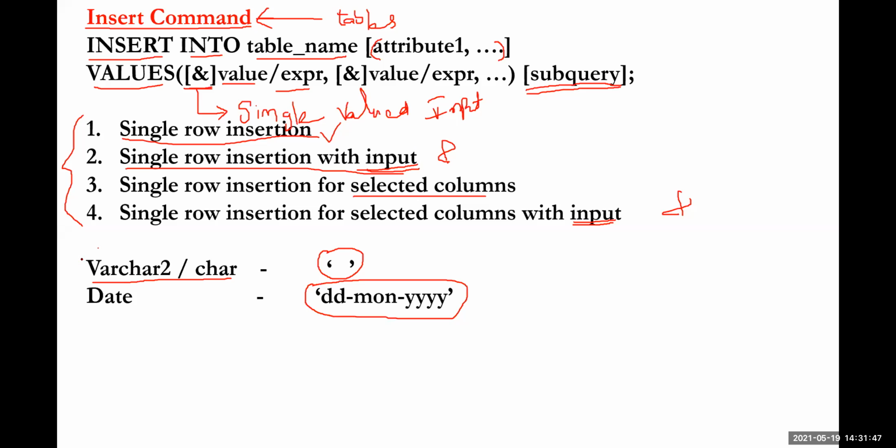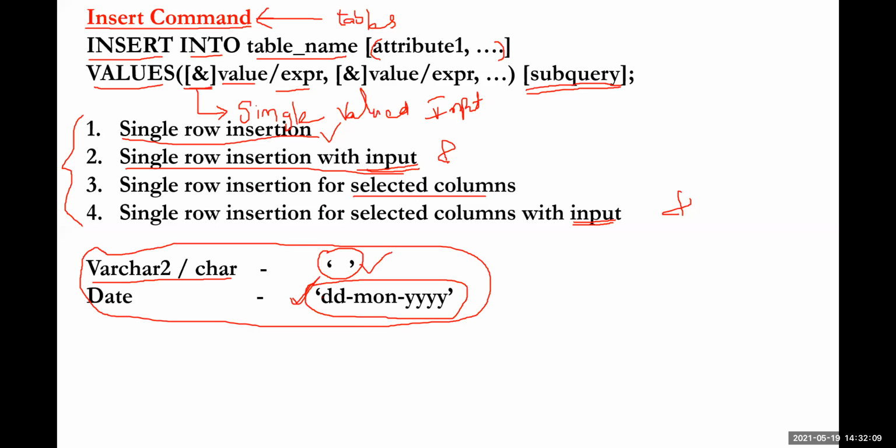When varchar2 and date are there, you must remember these two. Please remember this particular thing. When varchar2 or character data types are there for a particular column, you have to enclose them in single quotes. And when a date is there, it must be enclosed in single quotes, and the format must be like this. In this way, you can insert data into a particular table.